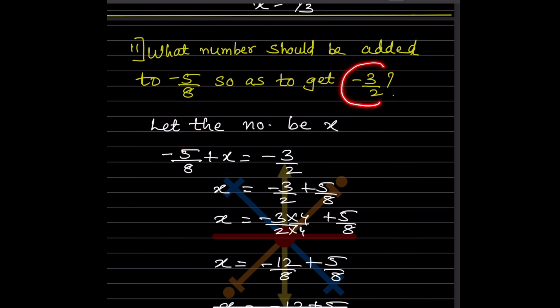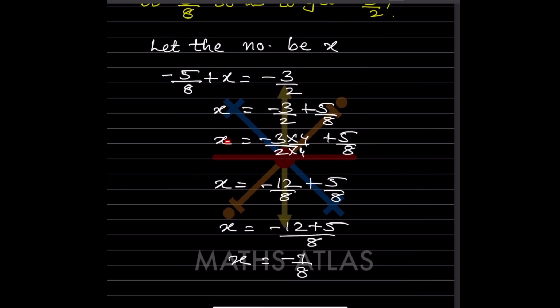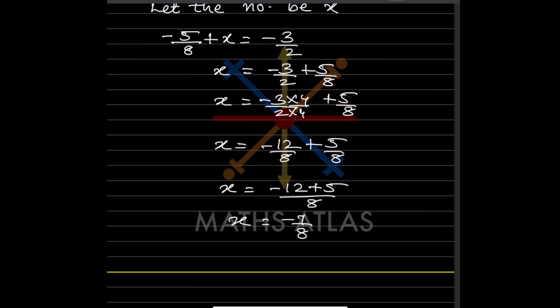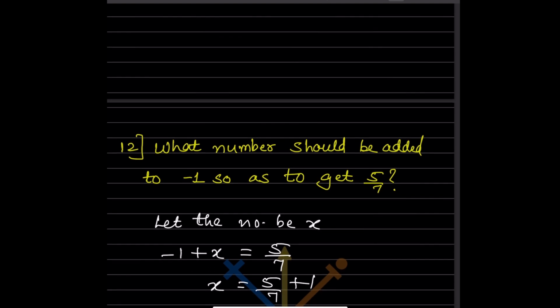And to get minus 3 by 2, that means x is equal to minus 3 by 2. So x is here, and minus 5 by 8 goes to the other side, that will be plus 5 by 8. So here we'll take the LCM, that will be 8. That is what is taken over here. So this will be minus 12 plus 5, that is going to be minus 7 by 8. So the other number is minus 7 by 8.